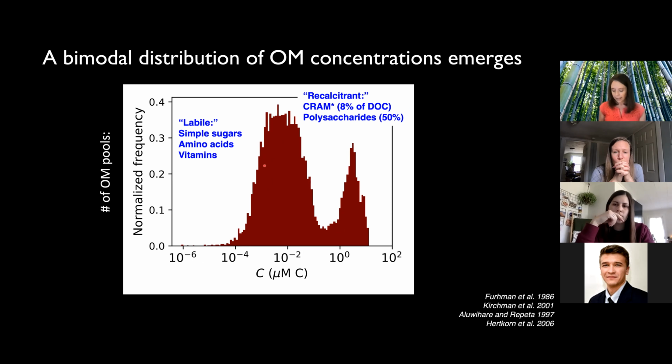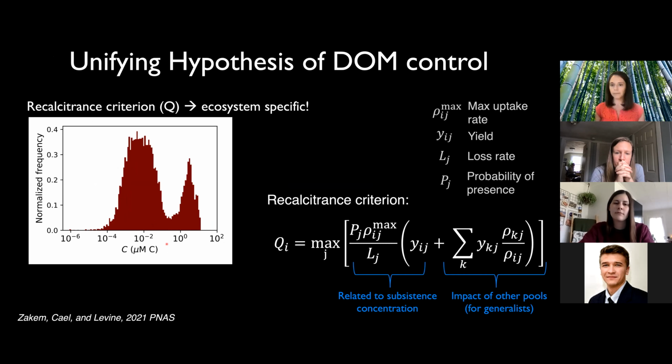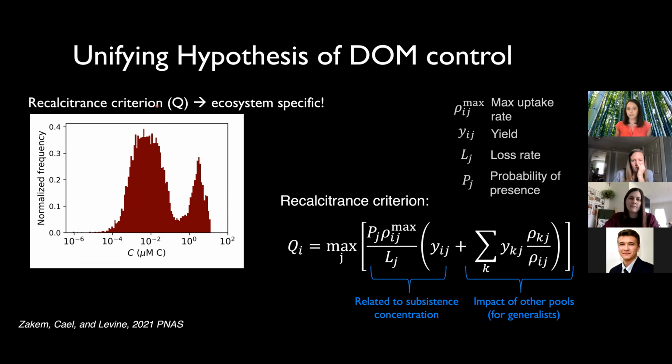But what was exciting is because we generated this from a numerical model, we could actually dive in and ask why we were getting this bimodal distribution and what determined the bimodality. We were able to show what controlled that, and in particular, where this threshold was. So why did some compounds end up accumulating versus being depleted down to very low concentrations? This threshold is related to what we're calling the recalcitrance criterion, which is ecosystem specific.